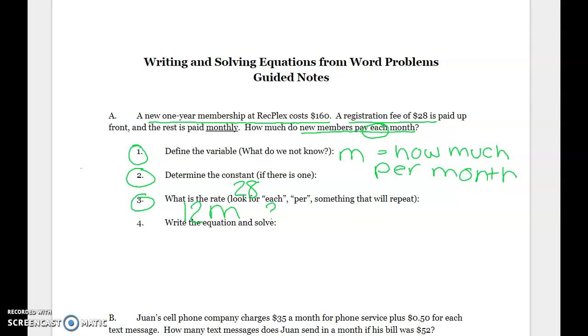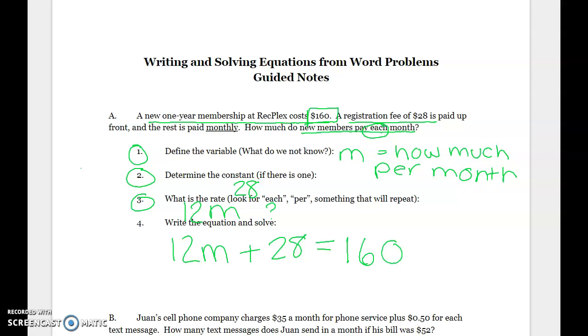So now I want to write the equation. So I know that there's 12 months in a year. Okay, so to figure out how much I'm paying just in my yearly fee, I would take 12, which is how many months are in a year, times how much I pay per month. Then I also, in addition to that, have to pay my $28 registration fee. And once I do that, the whole year costs this $160.